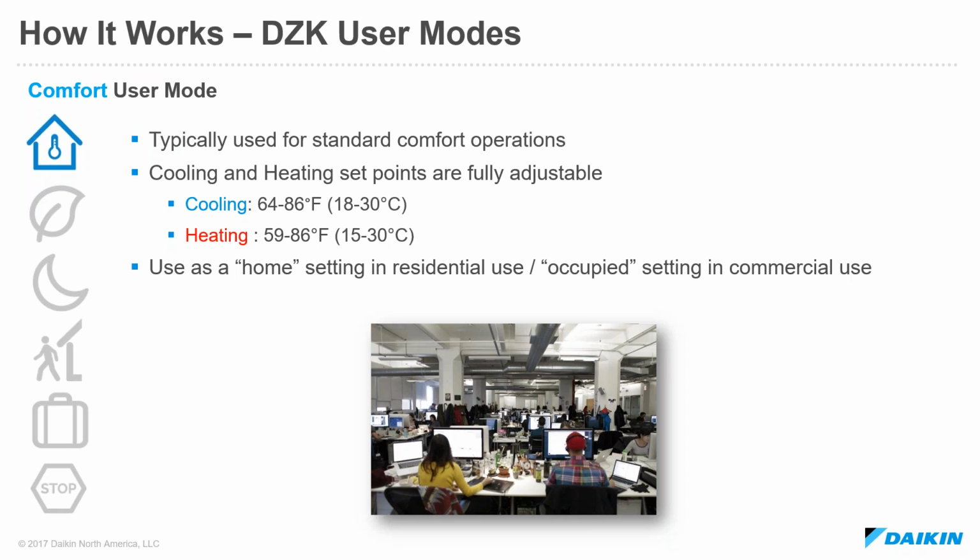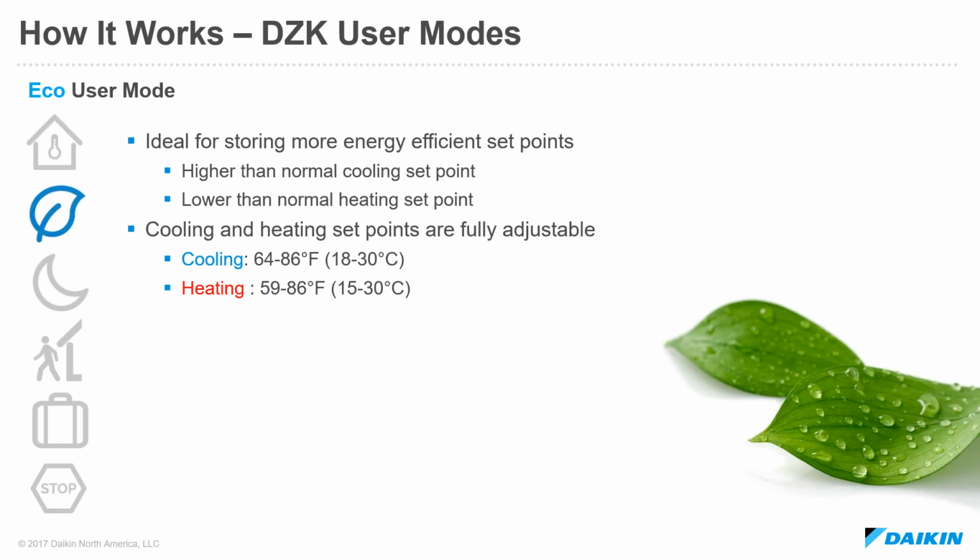So again, maybe it's 8 a.m. We want to set the DZK to the comfort user mode and broadcast that default temperature setting to all zones at the same time. The eco user mode is very similar to comfort, but the idea behind the eco user mode is to store more energy efficient operating set points to be broadcast to all the zones.